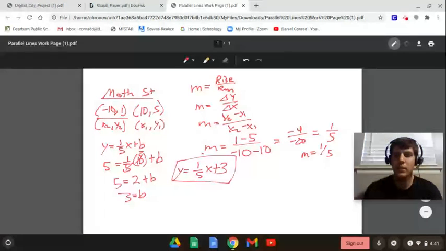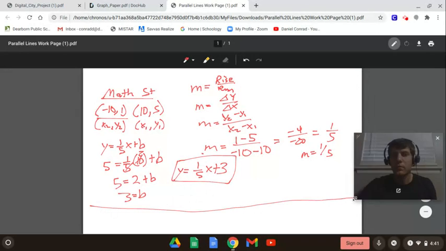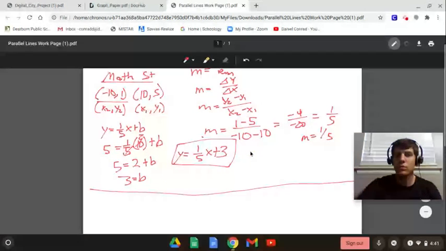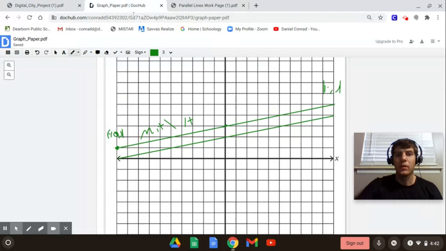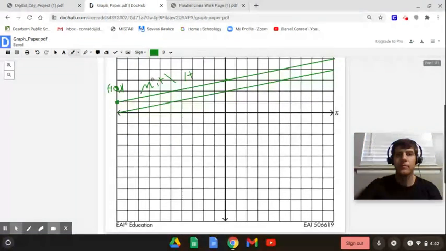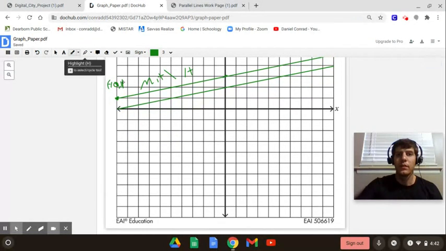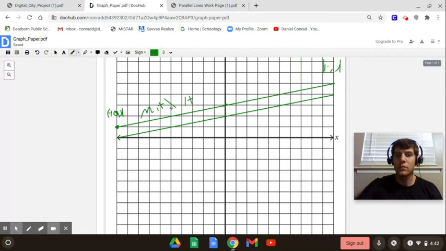You've got your slope and you've got your y-intercept. The important thing here for parallel lines is the slope. Your slope is 1/5, so the slope for all of our other parallel lines needs to be 1 over 5. So if we go back to our graph here, we have our one line in, with our equation, our slope, and all that.